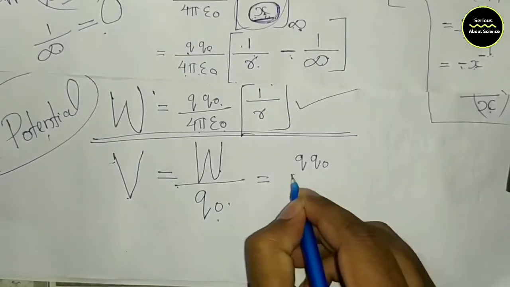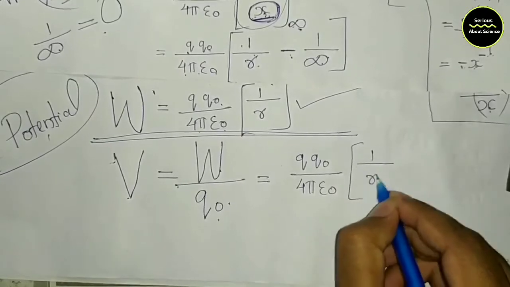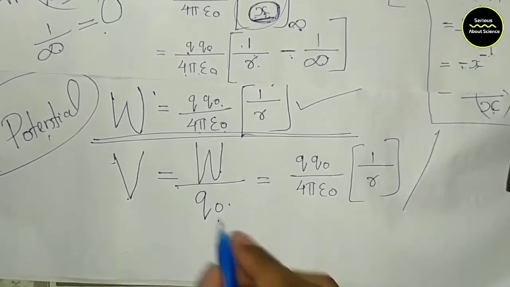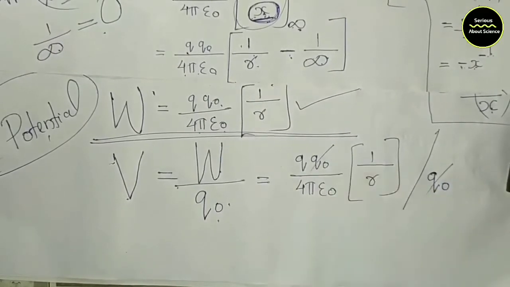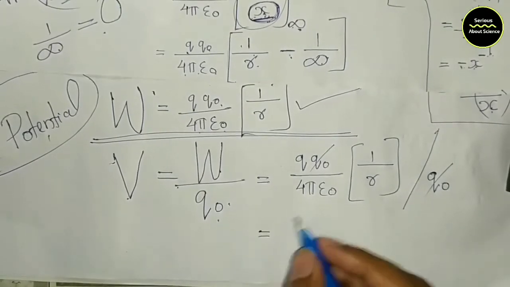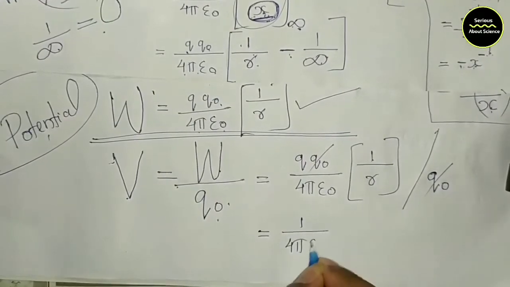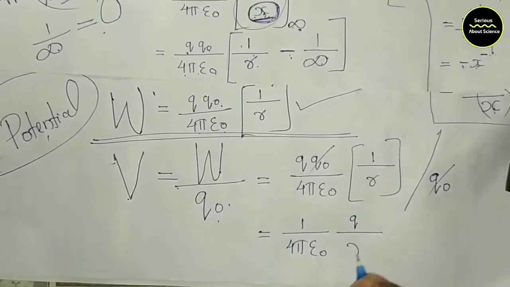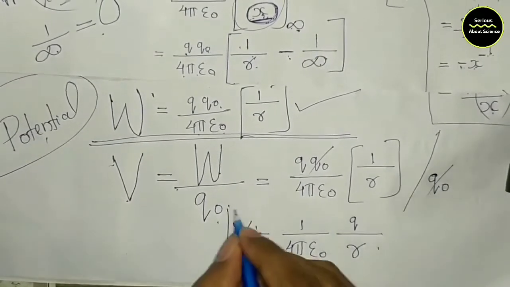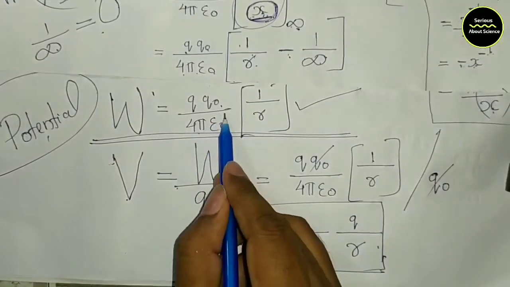The work equation is already written up. So q q naught divided by 4 pi epsilon 0 into 1 by R, whole divided by q naught. q naught and q naught will cancel each other. So what is the value left? That is the final answer. The potential V at a point due to a point charge is given by V equals 1 by 4 pi epsilon 0 into q by R. This is the final answer for electric potential due to a point charge.